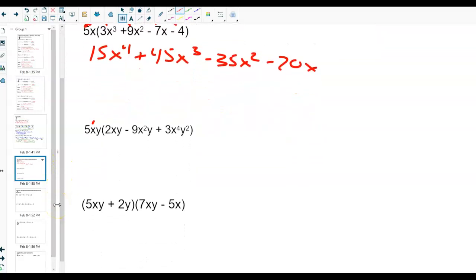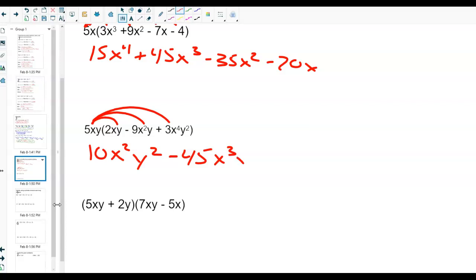Same deal here. I just got to make sure I add my exponents correctly. If there's no exponent written down, it's assumed to be 1. 5 times 2 is 10. X times x is x squared. Y times y is y squared. 5 times negative 9 is negative 45. X times x squared is x cubed. Y times y is y squared. 5 times 3 is 15. X times x to the fourth is x to the fifth. Y times y squared is y cubed.